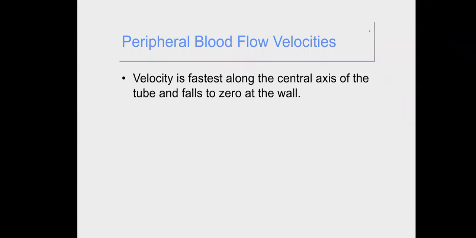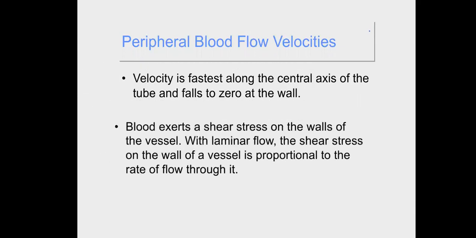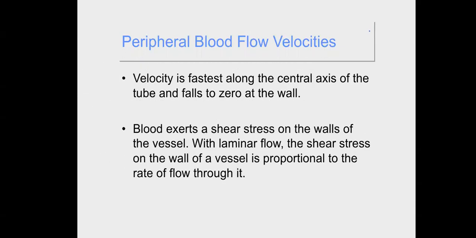With laminar flow, the shear stress on the walls is proportional to the rate of the flow through it. So you have to know that when we have a laminar flow, the shear exerted on the wall by the flow of the blood is proportional to the rate of the flow itself. And this is important because it activates the coagulation cascade. So if there are any abnormalities in the flow, the coagulation cascade may be activated. The shear stress may also be an important factor in certain pathological situations such as atherosclerosis.